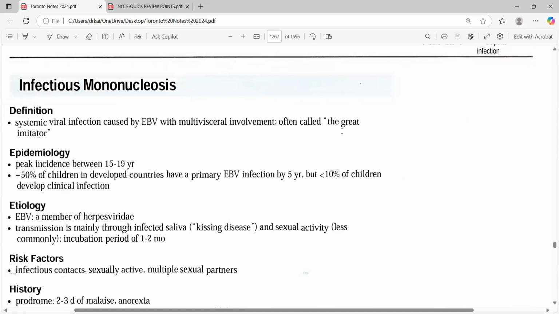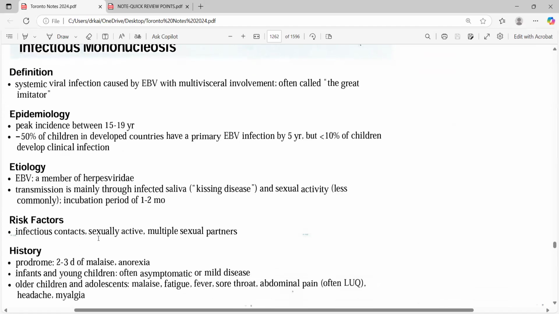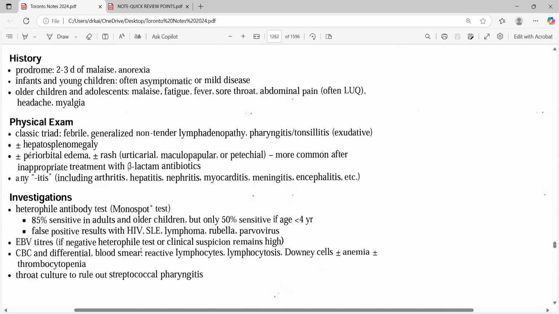Then infectious mononucleosis. This is one of the important ones. The most important thing is that it transmits through saliva, so it's the kissing syndrome, kissing disease. It also spreads through infectious contact, and sexually active people and sexual partners. In those cases, the main thing is talking about the spleen, that splenomegaly is there, and you can do the monospot test. Although it comes out false negative most of the time, usually we go for the monospot test anyway. So EBV testing, and then CBC, and then throat culture to rule out streptococcal pharyngitis.